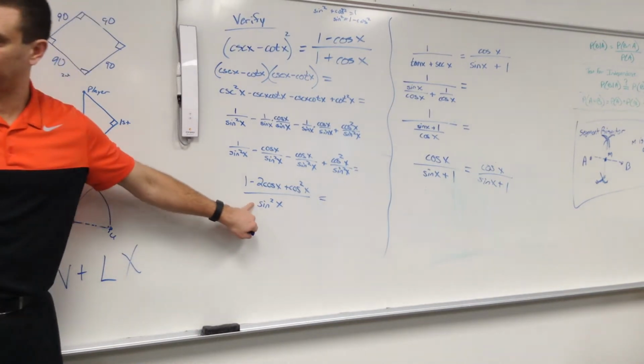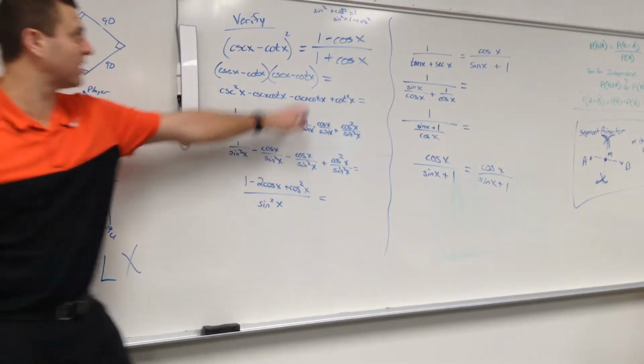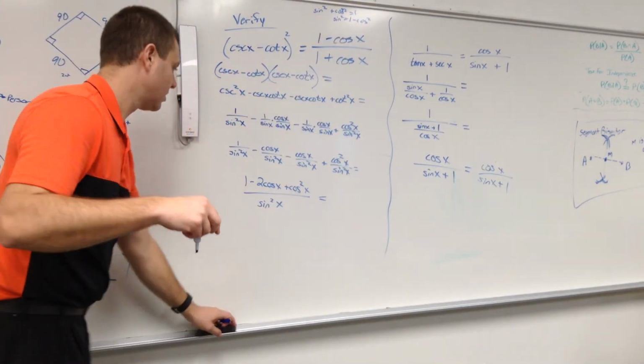So that's what I'm going to replace this with right now, 1 minus cosine squared, because I want to get everything into terms of cosine, because that's where I'm headed with this thing. Okay?